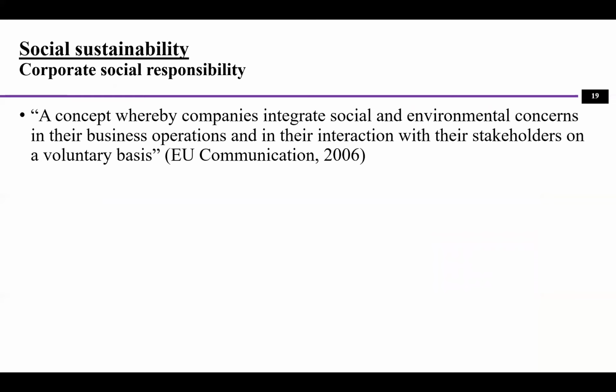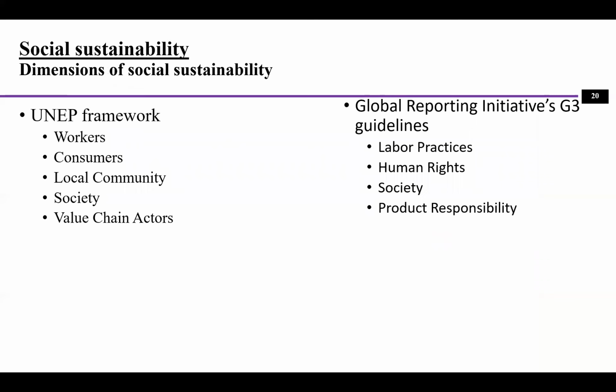And first, what is corporate social responsibility? Basically, it's a concept whereby companies integrate social and environmental concerns in their business operations, in their interaction with stakeholders on a voluntary basis, right? So that's a common concept that was defined in 2006 by the EU communication. And there are different agencies that have developed their framework of how to look at social sustainability for companies. For example, UNEP, United Nations, developed a framework. It looks at the social sustainability from 5 perspectives: workers, consumers, local community, society, and also value chains.